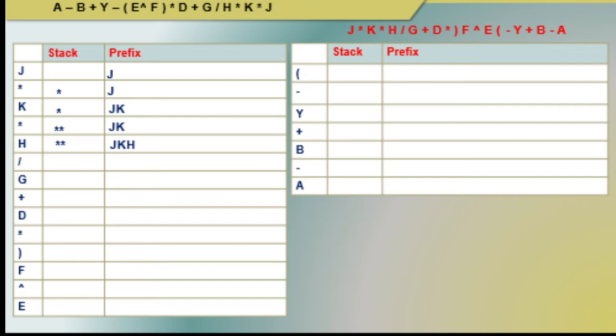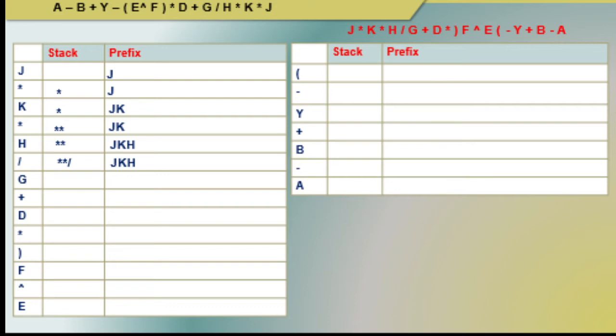Next we have division operator. The incoming operator is division, the top of the stack is multiplication. They have the same priority. So based on the rule, we must push the incoming operator on the stack. So our stack now contains our two multiplication operators and division operator. And our output is still J, K, and H operands.